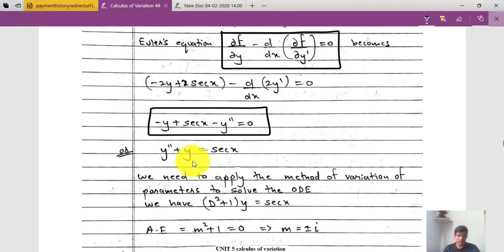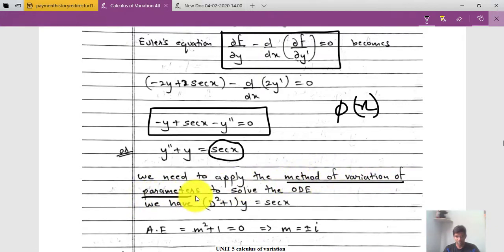Now this is an ordinary differential equation, a second order differential equation, but the right hand side, phi of x, is not a standard function for which you have a standard method to evaluate. So there is one more method we need to apply, that is the method of variation of parameters, right?